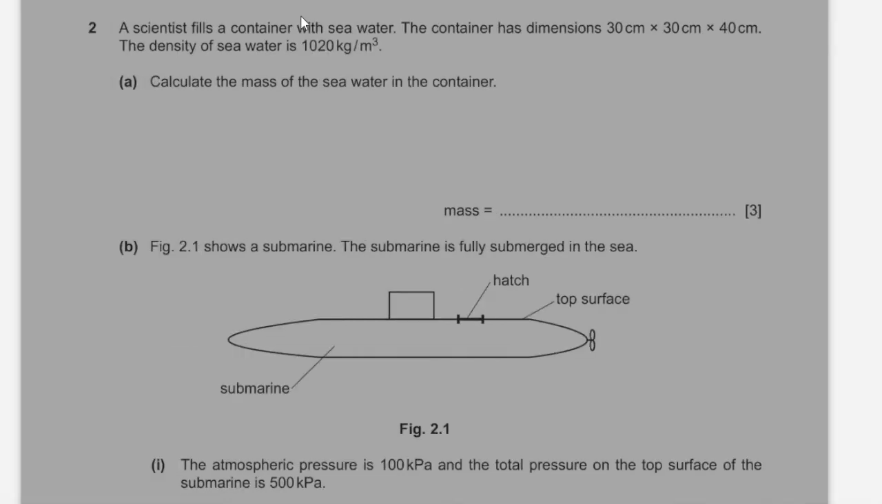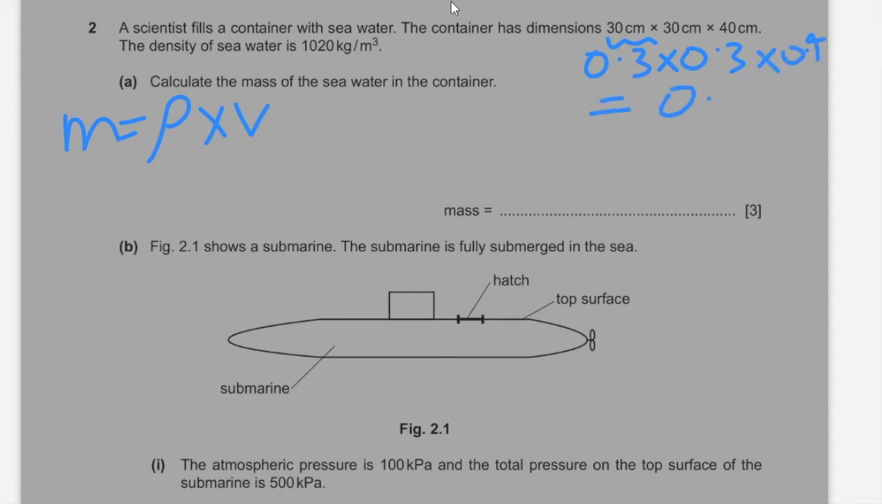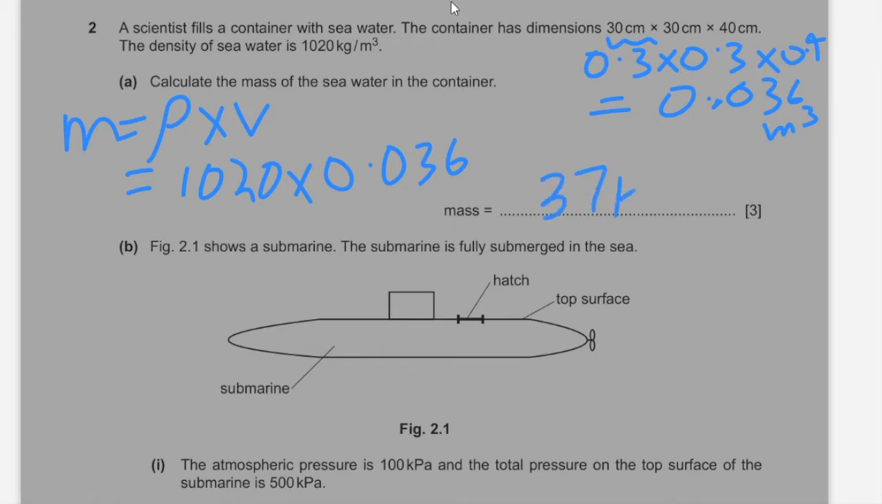So density is mass over volume, which means mass is equal to density multiplied by volume. We need to have all of the measurements in the same units. So I'll be converting these dimensions into meters, which is 0.3 into 0.3 into 0.4, which gives the volume of the water, and that is 0.036 meter cube. So the mass here is equal to 1020 multiplied by 0.036, and so the mass here is equal to 37 kg.